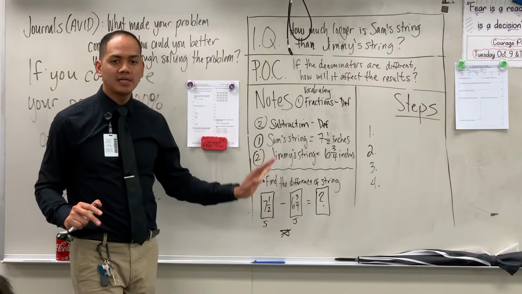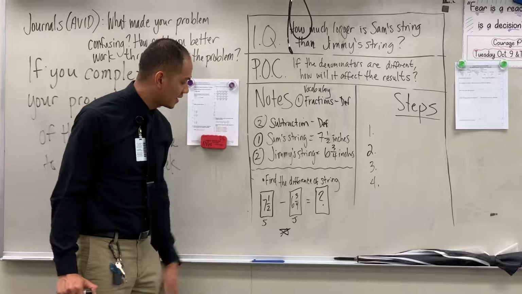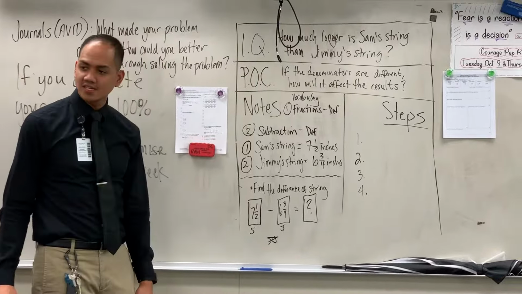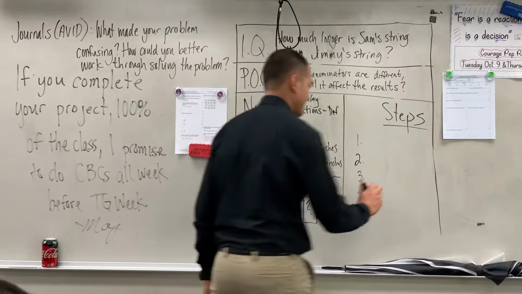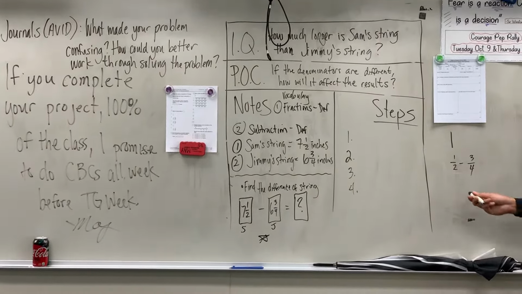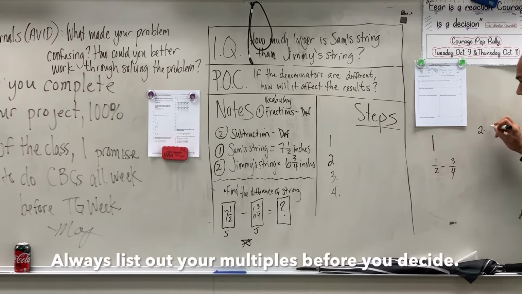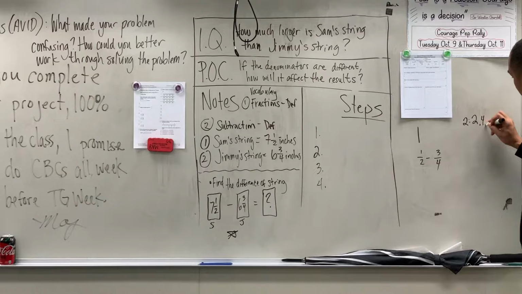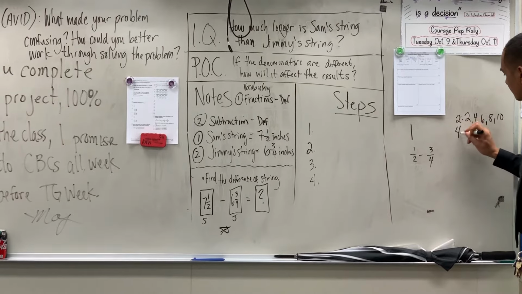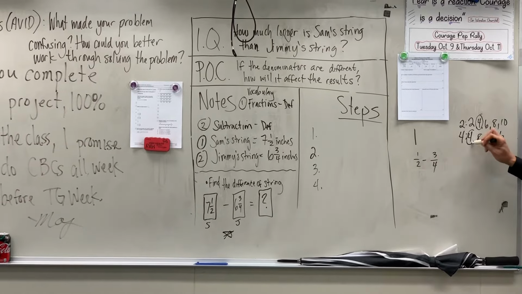What do we know we need to do with this problem? We need to subtract it. Can we subtract 7 and 6? What's 7 minus 6, guys? 1. Yes. Can we do 1/2 minus 3/4? We need a common denominator. What's the common denominator between the two? Let's check. Multiples of 2: 2, 4, 6, 8, 10, 12. How about 4? 4, 8, 12. What's the common denominator? 4.